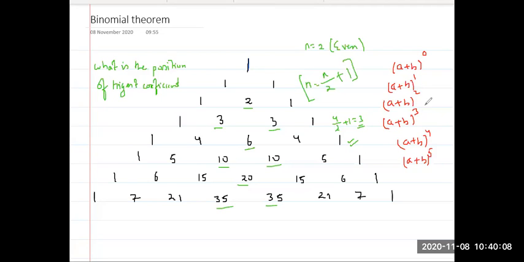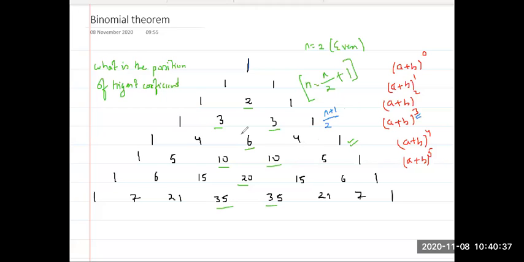When you talk about odd power, for example, this one, 3 power 3, the number of terms will be even now, because the number of terms is n plus 1. So if n is odd, then n plus 1 is even. Yes or no? So I cannot say n by 2, because n by 2 will not give me a whole number. So what I should say? I should say n plus 1 by 2. Yes or no?